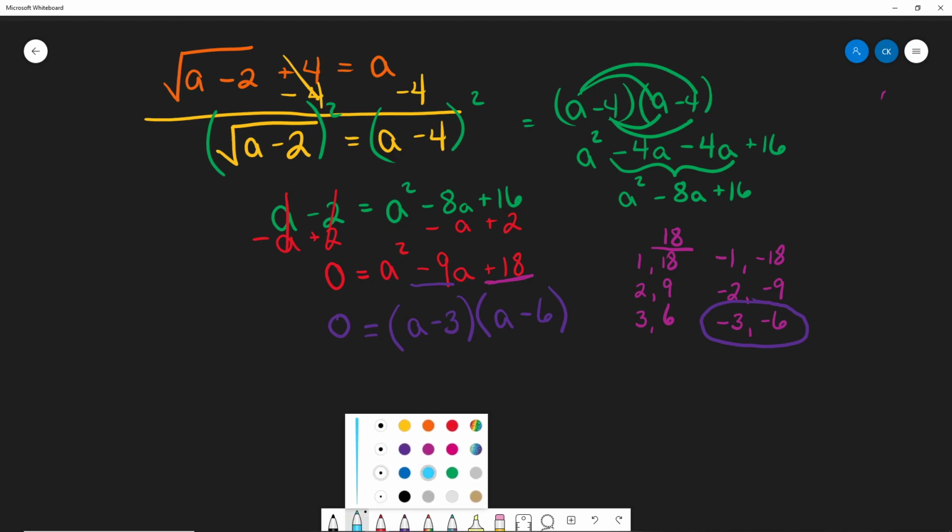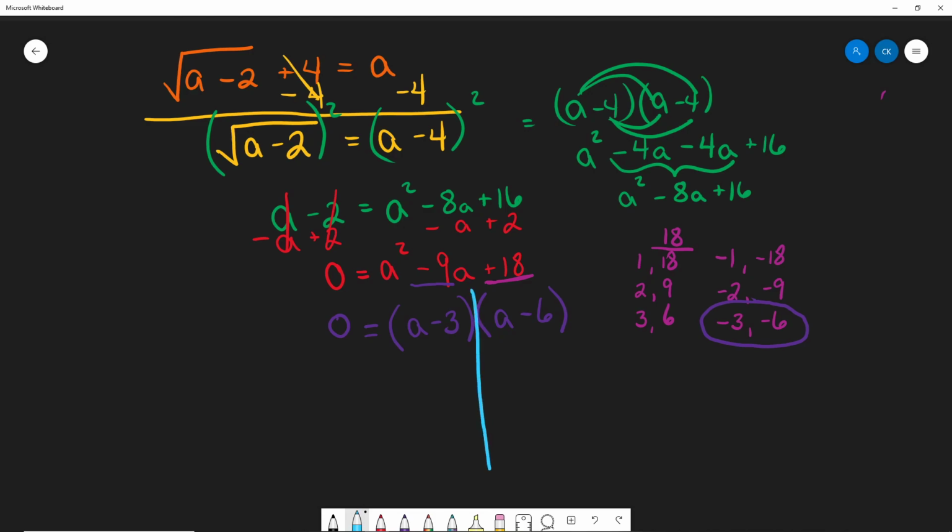Now the final thing that I have to do here, now that I have factored it, I'm going to take each one of my two factors, I'm going to set it equal to 0, and I'm going to solve. So I'm going to take the a minus 3, set it equal to 0. I'm going to take the a minus 6 and set it equal to 0. And I'm going to solve both of these equations. So here I'm going to add 3 to both sides.